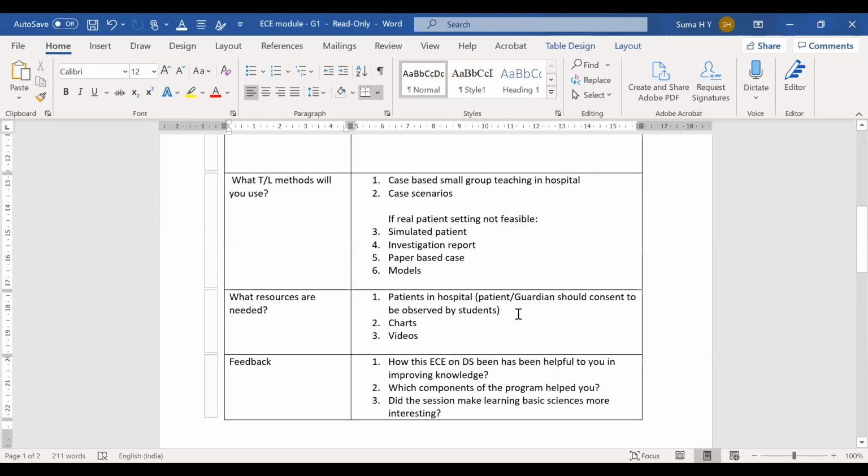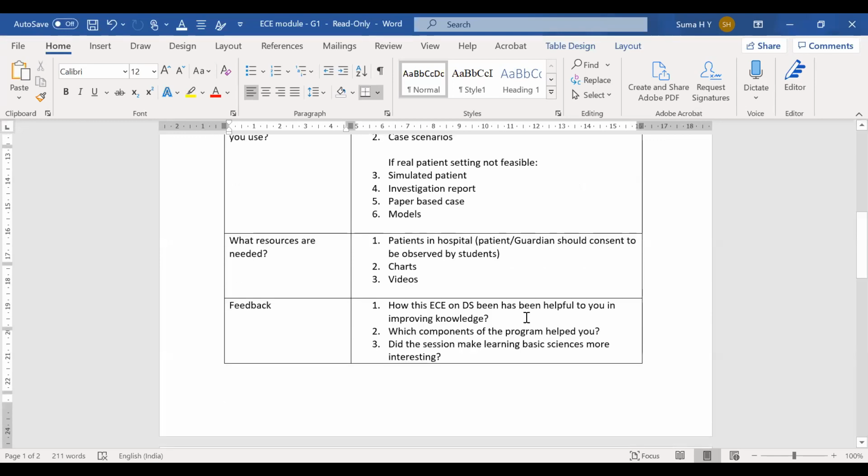So patients in the hospital, for which we need to take a consent, so that they are comfortable to be observed by the students. This is very significant, because already coming to the hospital and getting exposed to so many students, there will be a little bit of fear in the patient. So it is essential that we take a consent. So this part instills the importance of taking consent whenever the students in their future want to examine a patient. Then we also can take help of charts and videos.